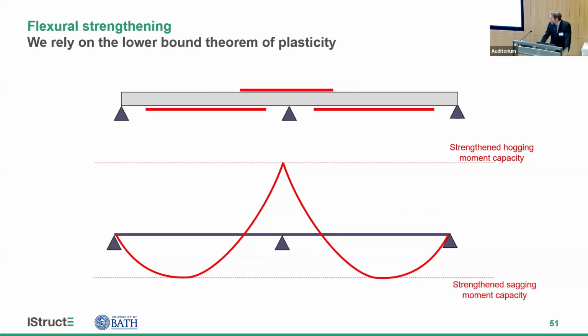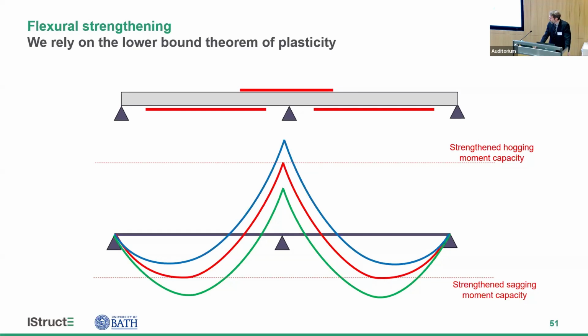Now, the problem is when we design reinforced concrete continuous beams, we rely pretty much always on the lower bound theorem of plasticity. We don't really know what the bending moments are in the beam. If the central support settles slightly, then our bending moment diagram looks like that. If the end supports settle, then we end up with a bending moment diagram that looks like that. The lower bound theorem of plasticity allows us to get away with that because the moments will redistribute into the moments that we've designed for.